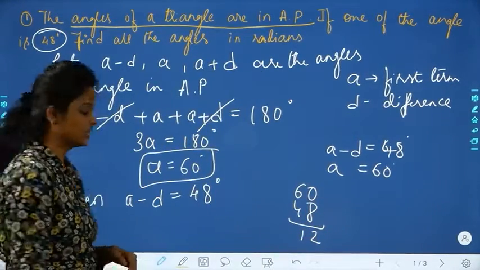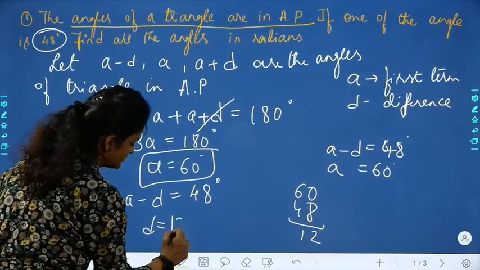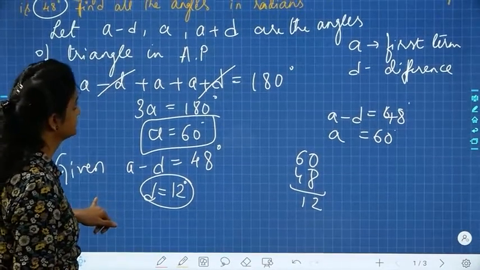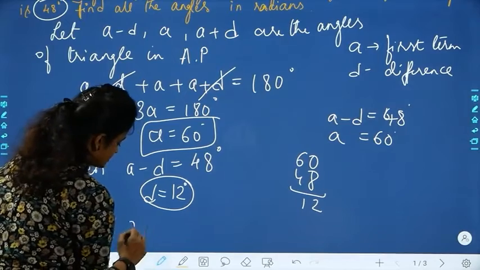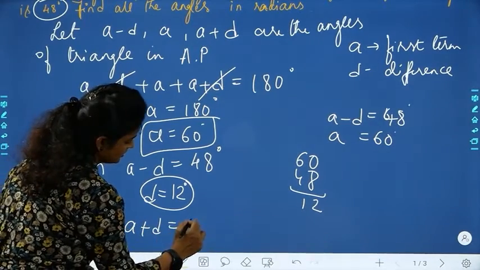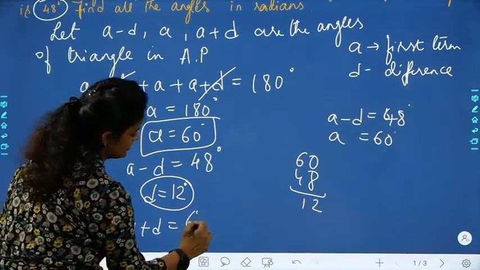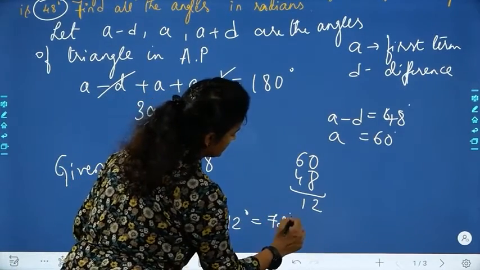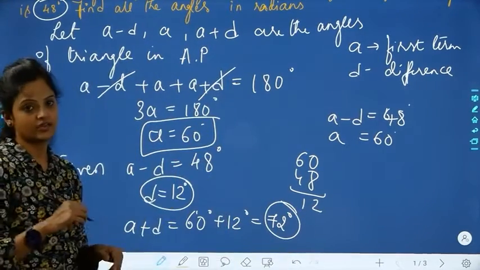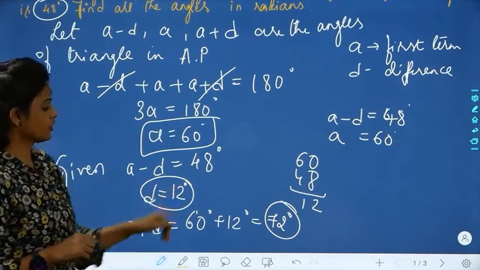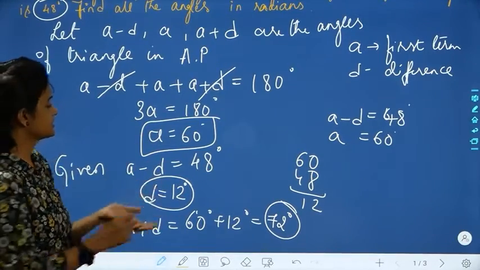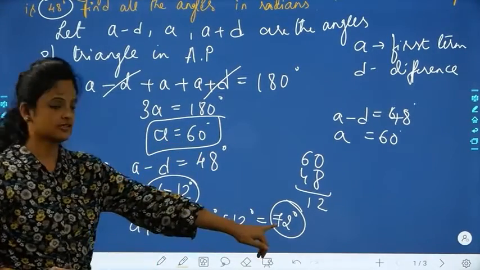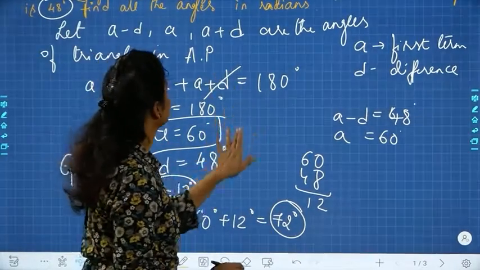That will be 12. So when the difference is 12 degrees, get the next term, which is A plus D, that will be 60 plus 12, which gives you 72 degrees. That will be the last angle you have to find out. So we got all 3 angles here. A minus D is already given, which is 48 degrees, A is 60 degrees, and A plus D is 72 degrees. You have to conclude that.